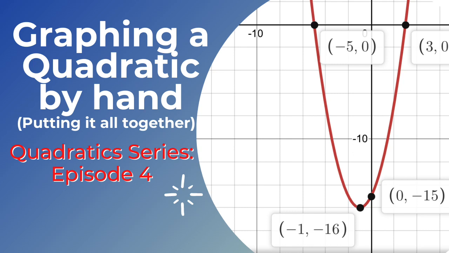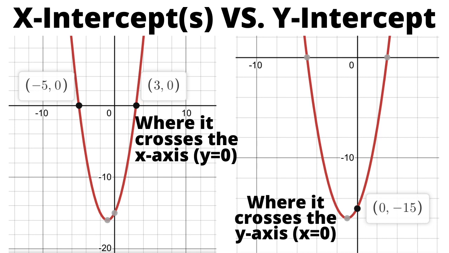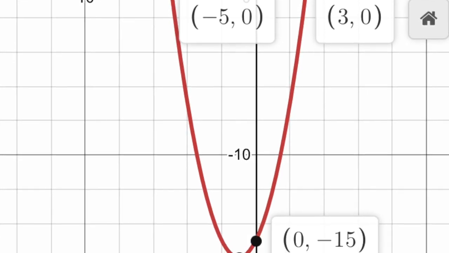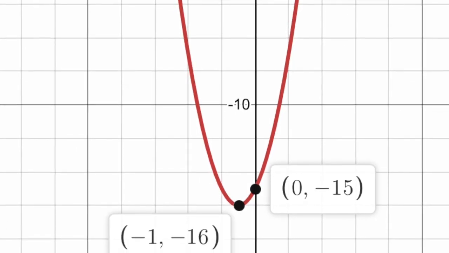If you haven't watched the previous 3 episodes in the series, I do suggest you go do that because today we're going to be putting it all together to graph a parabola by hand. In my first video we looked at x-intercepts, so setting y equal to 0 and solving for x. In the second video we looked at finding y-intercepts, so setting x equal to 0 and then solving for y. And then lastly we found how we could find the vertex. And today we're going to put all 3 things together so that we can graph these parabolas by hand.